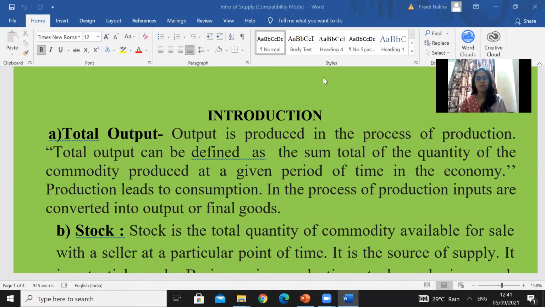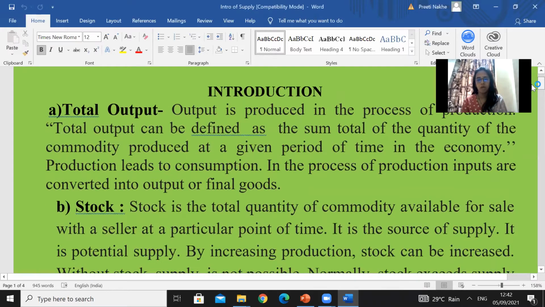Hello students, today we are starting with our fourth topic of economics, that is supply analysis. So let's begin with the introductory part.